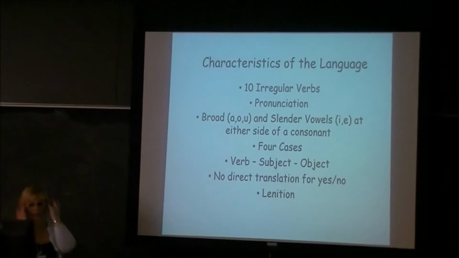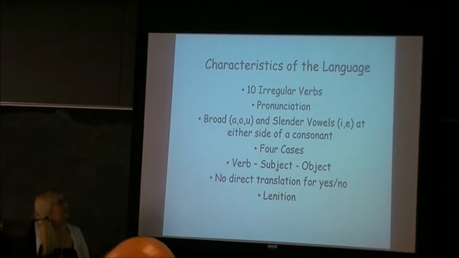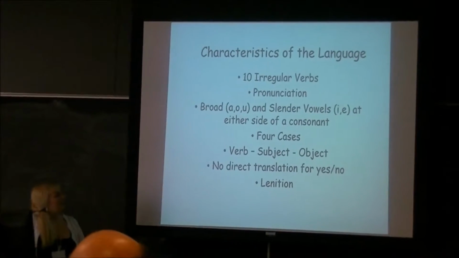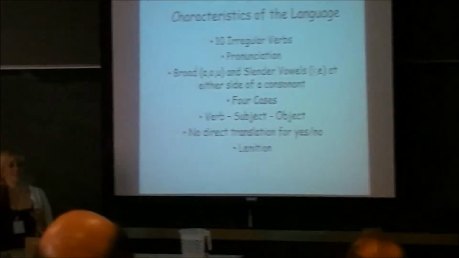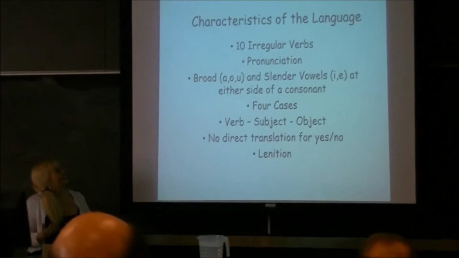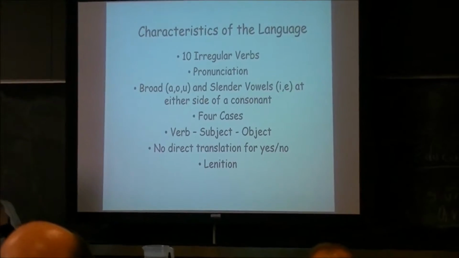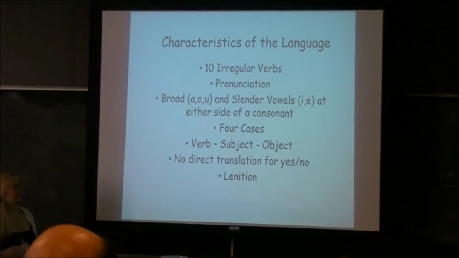Okay, so we're going to look at the language now. So, the characteristics: only 10 irregular verbs. Pronunciation. Now that can be a bit daunting at first. When you look at a book, you think, oh, I can't read that. If you try and read it as you would read English, it's not going to work. You have to learn how to pronounce the letters in a different way from English.